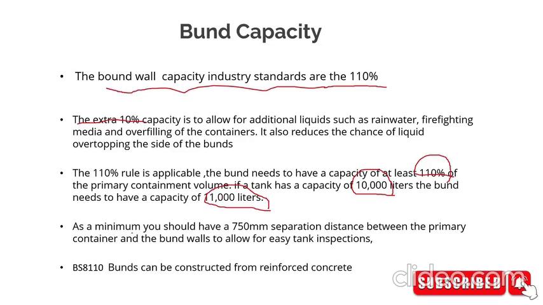As a minimum, you should have a 700 mm separation distance between the primary container, which is the tank, and the bund walls to allow for easy tank inspection and movements. BS 8110 bunds can be constructed from reinforced concrete only.